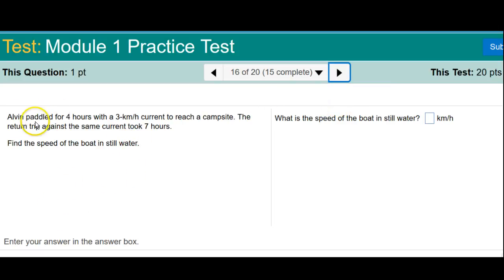Okay, let's take a look at this. We have a fellow that's traveling upstream with a current to reach a campsite, then returns against the current. So for this, I believe we'd be using the distance formula.